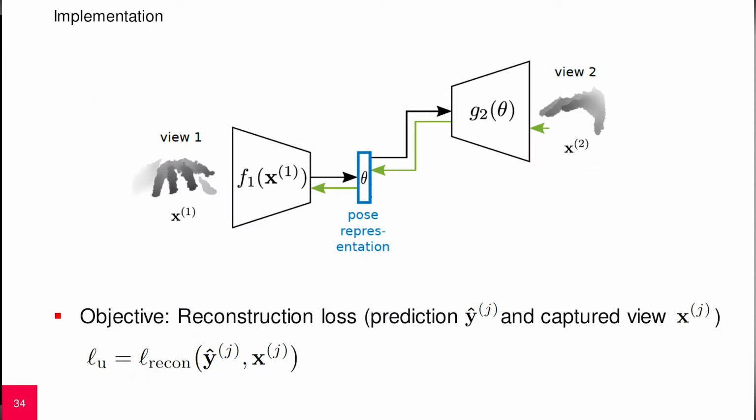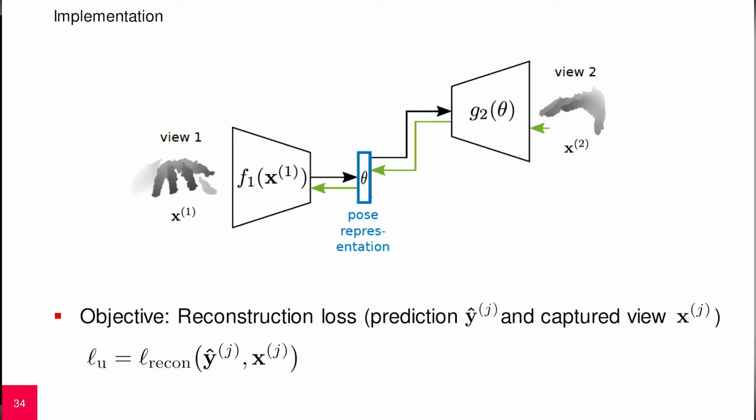So this was the model trained only with unlabeled data, using a simple reconstruction loss. What we used in the end was just an L1 loss to minimize the distance between the predicted appearance from this second model and the ground truth, the captured hand from the other viewpoint.